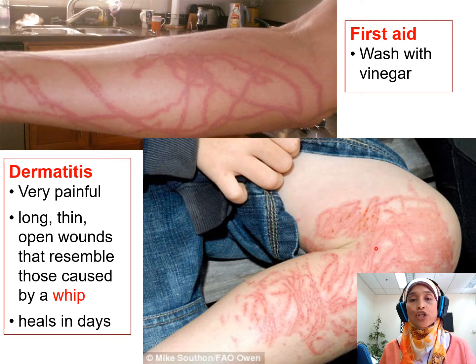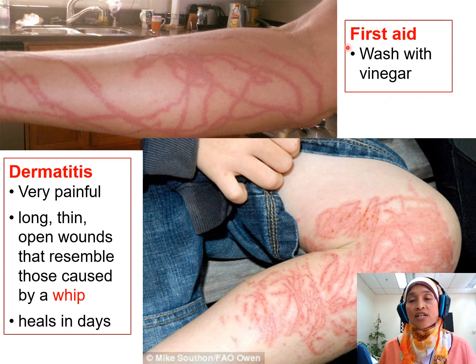In this slide, you see two situations where a human victim is being exposed to the tentacles of a jellyfish. You can see the classical whip-like pattern, the word whip over here, or it is also described as a fern leaf pattern. Now, this pattern is the consequence of the tentacles coming into contact with the human skin and the toxin being exposed to the human skin.